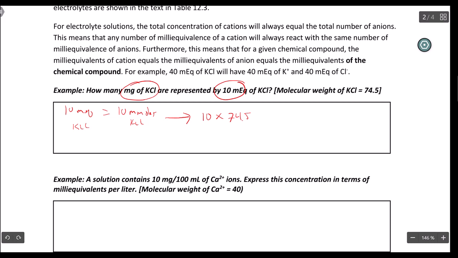Molecular weights will always be given to you for us. You can look them up. And multiplying that out, you get your answer of 745 milligrams. So 745 milligrams of KCl is equal to 10 millimoles, which is equal to 10 MEQs of KCl.